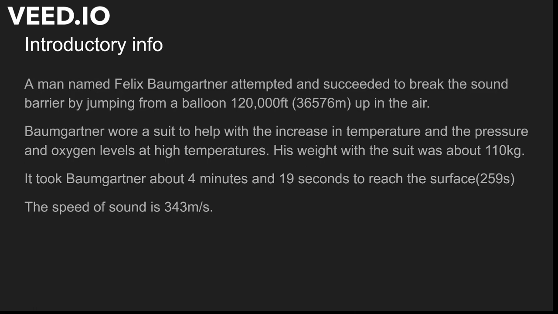Baumgartner wore a suit to help with the increase in temperature and the pressure and oxygen levels at such high temperatures and altitudes. His weight with the suit was about 110 kilograms. It took Baumgartner about 4 minutes and 19 seconds to reach the surface, and the speed of sound is 343 meters per second.